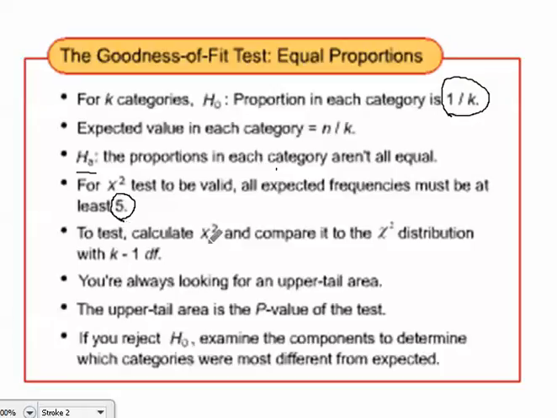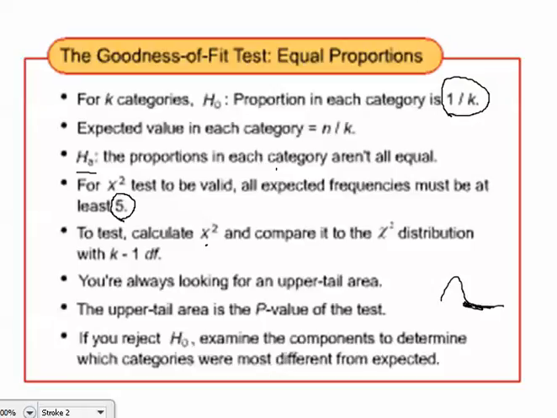To test, calculate chi-square and compare it to the chi-square distribution table with k minus 1 degrees of freedom, and you're always looking for the upper tail area. You're always looking for this area out here to the right. Okay? That's what you're looking for. The upper tail area is the p-value of the test. If you reject H0, examine the components to determine which categories are the most different from expected.